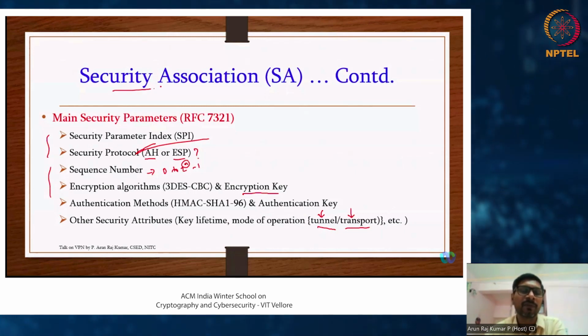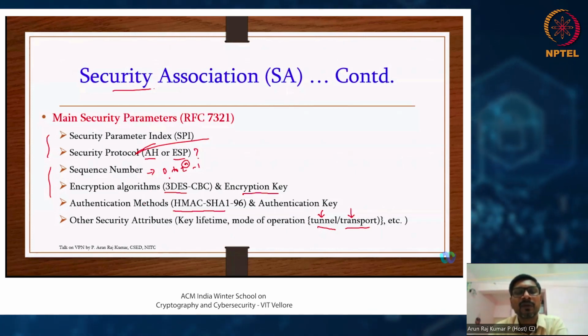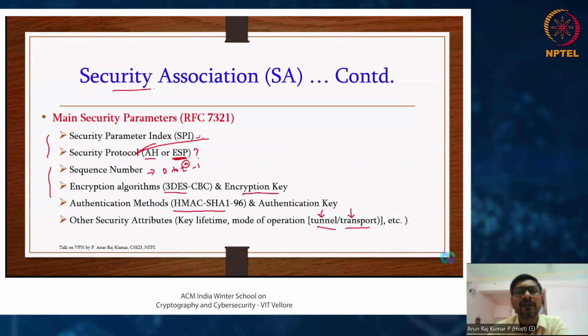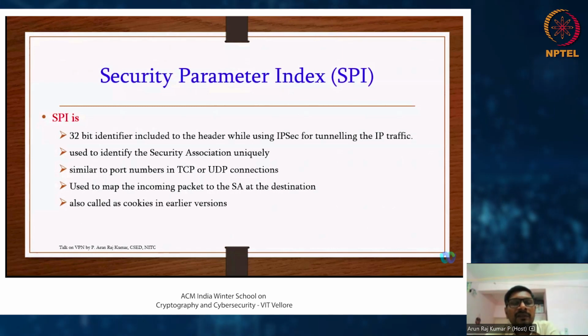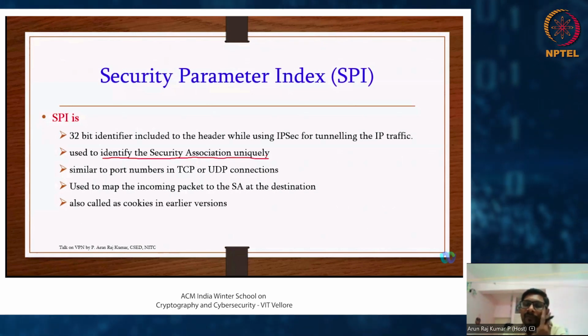This is what will happen in phase one. All this will be exchanged and they come to a conclusion that A and B agree on using this hash algorithm, HMAC SHA-1. Both of them agreed to use the ESP protocol. And the SPI is something unique, which will be useful when they want to create the SA. It is a 32-bit identifier, the security parameter index, used to identify the security association uniquely.